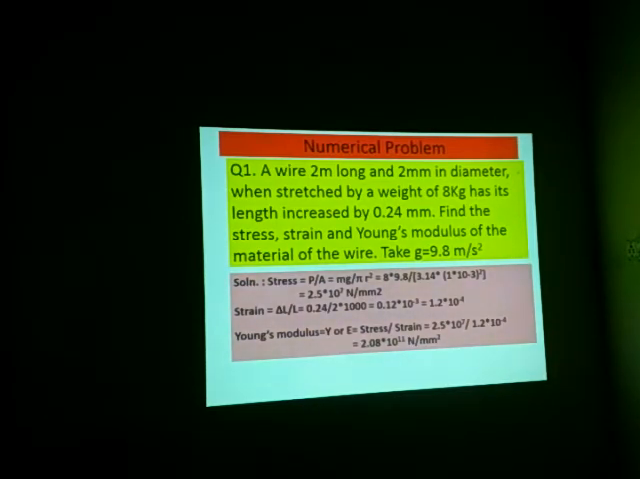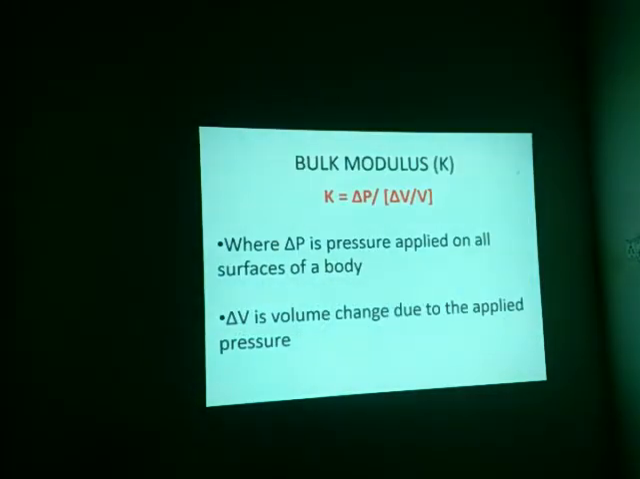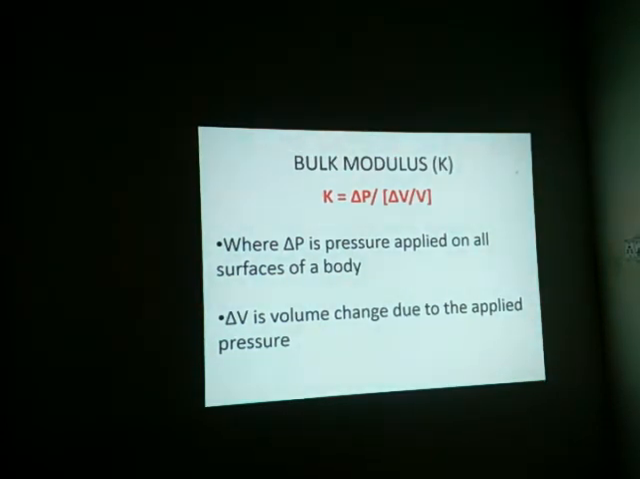Now to calculate the Young's modulus, that is denoted by capital Y also, or capital E, is equal to stress by strain. So taking these two values, stress 2.5 into 10 to the power 7 divided by 1.2 into 10 to the minus 4, it comes 2.08 into 10 to the 11 Newton per millimeter square. So by applying the formula for Young's modulus of elasticity for this given data, we have calculated its value. Now we will go to another elastic constant, that is bulk modulus K.